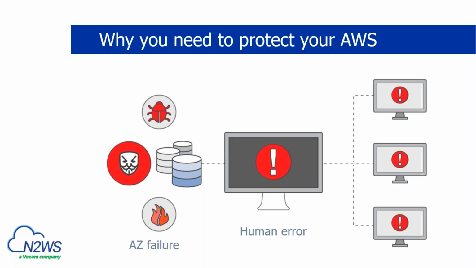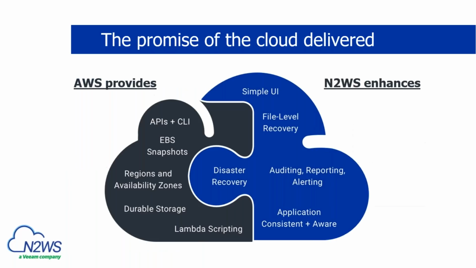The same thing also goes for AZ failures and ransomware. Not a day goes by where we don't see something like that in the news. And of course, also compliance and data security. I need to make sure that I'm compliant with the requirements to actually back up and secure all of my data. And last but not least, of course, also EBS failure. It does happen, and that's exactly where N2WS will deliver the promise of the cloud.